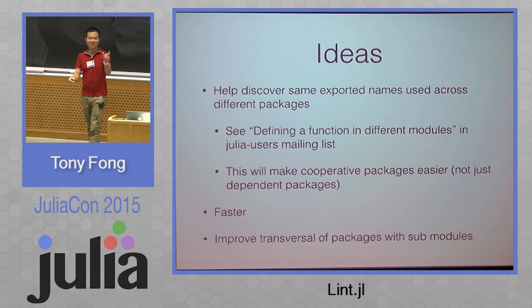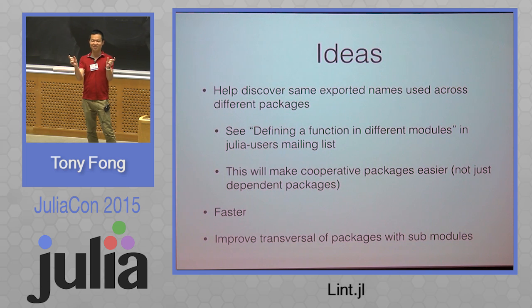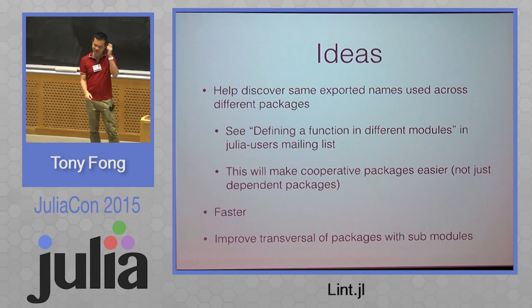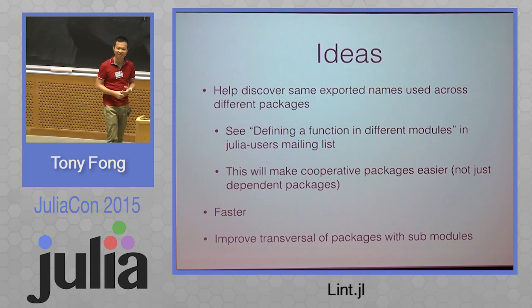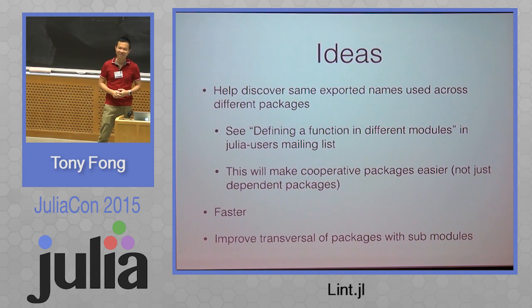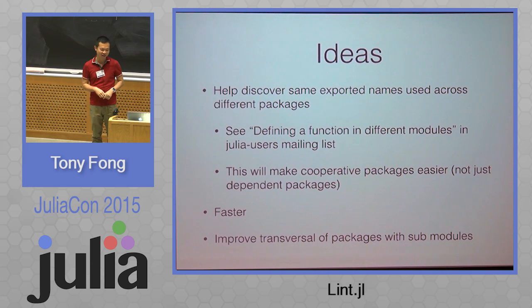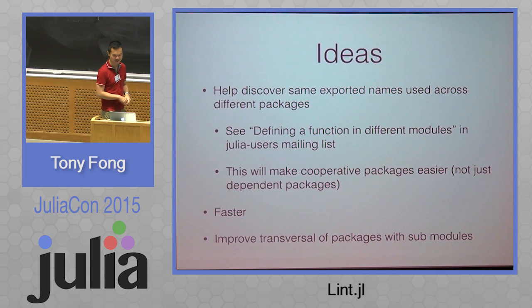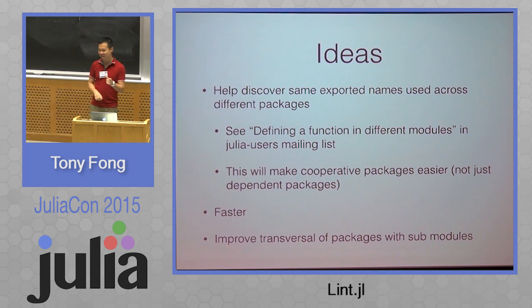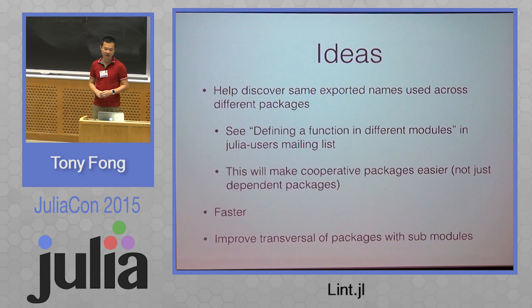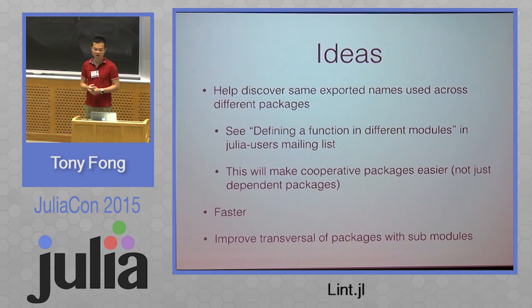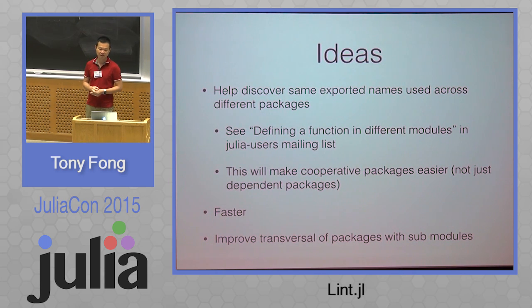Basically, you have package A, package B, they're unrelated, they're not depending on each other, but they define a function with the same name. And that can cause a problem in terms of subsequent packages that use both of them. So how do you coordinate that in that sort of cooperative use of unrelated packages? It's a challenge that may be better solved by having Lint involved as well.